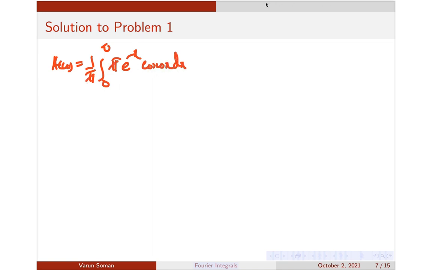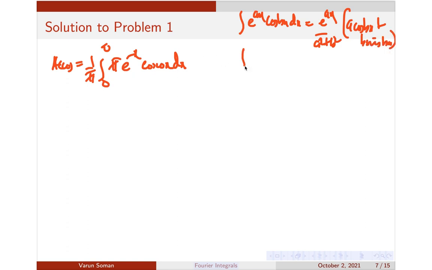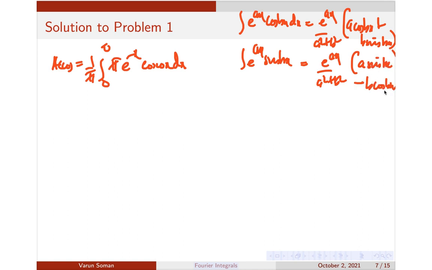You know the formula for the integral of e raised to ax into cos bx dx. It is simply e raised to ax by a square plus b square into a cos bx plus b sin bx. Similarly, there was a formula for e raised to ax into sin bx also. It is simply e raised to ax by a square plus b square into a sin bx minus b cos bx. These are the formulas, and you can use them here. So it will be e raised to minus x by 1 plus omega square, right?